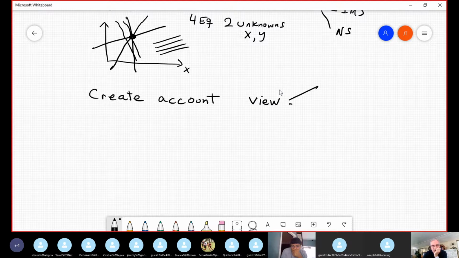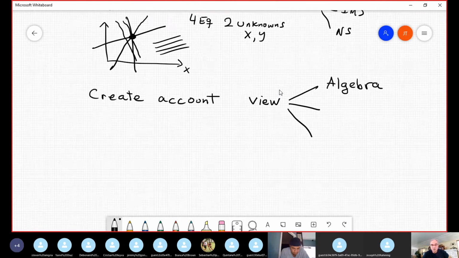In view, you use three windows, no? 3 pages. The first one is algebra. Actually, we have 2 algebra, just algebra and algebra 2. No, algebra, the common algebra.